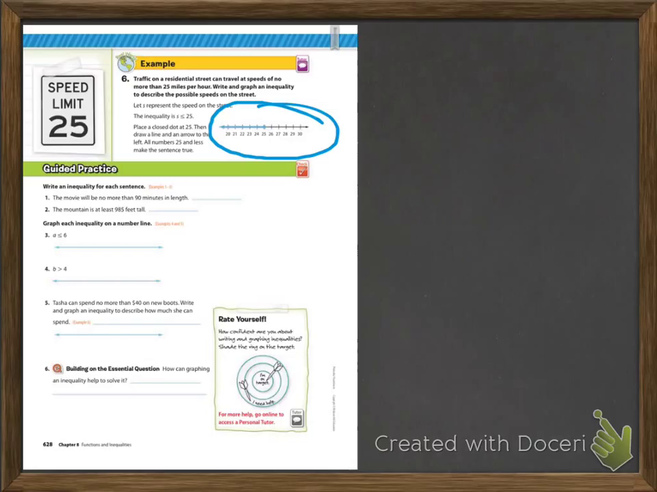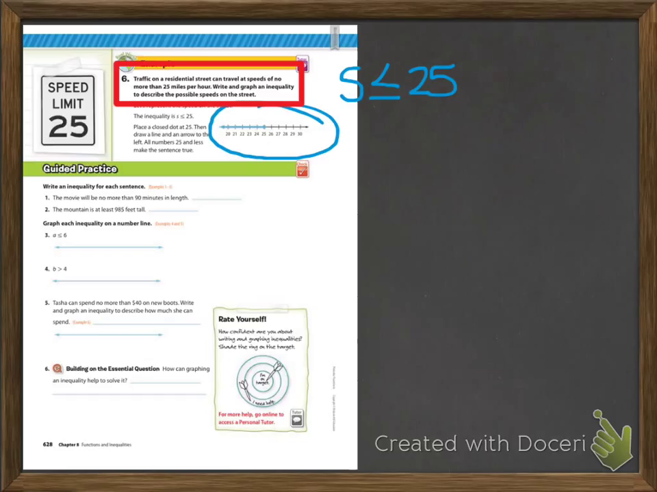On examples like this, you're going to have to read the word problem, and from the word problem, figure out your inequality variable that we're going to be using. In this case, they just use s for speed, but then you're going to have to write on your own what your inequality is going to be. So since the speed cannot be any more than 25 miles an hour, that is why we use s is less than or equal to 25.